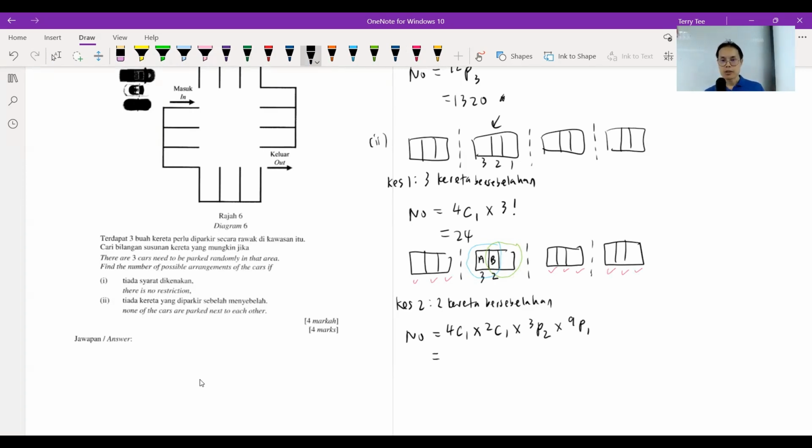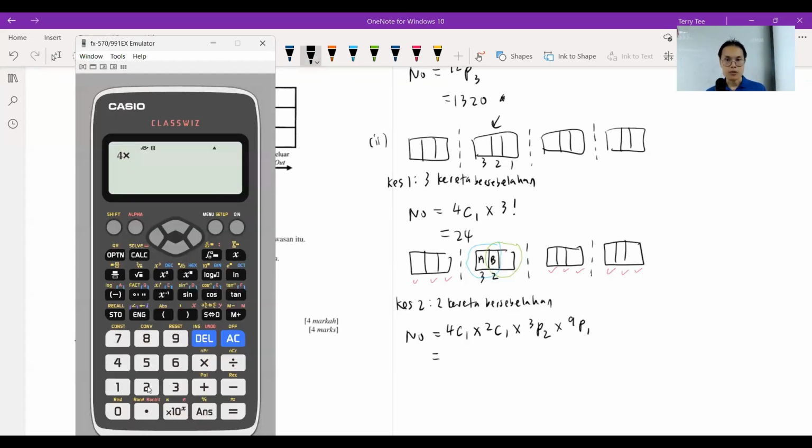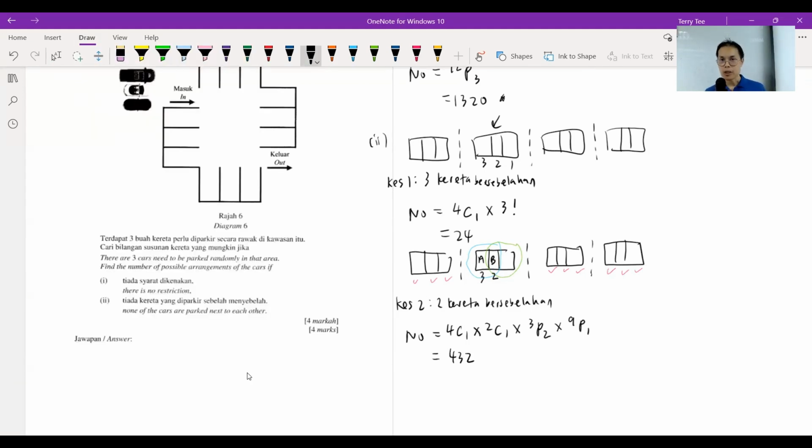So the number of ways will be 4C1, we know is 4. 2C1 is 2. 3P2 is actually 6. Then 9P1 is just 9. You can just write 9, don't have to write 9P1. Answer 432. Again, we're using the same concept like just now, right?